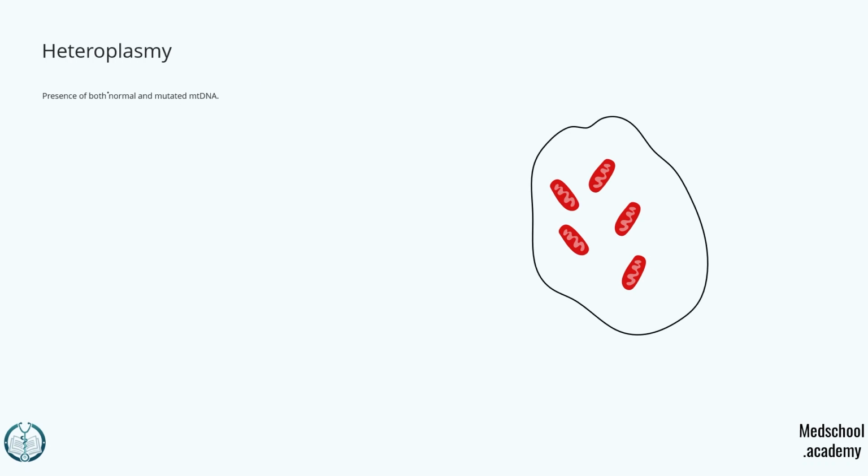Next, we have heteroplasmy. Heteroplasmy is the presence of both normal and mutated mitochondrial DNA. So that tells us in a single cell, these are all mutated mitochondria, and we have presence of normal. So if heteroplasmy is a presence of both normal and mutated, what would be the opposite? The opposite would be homoplasmy. So homoplasmy would mean either all your mitochondria are mutated or all are non-mutated. They're normal.